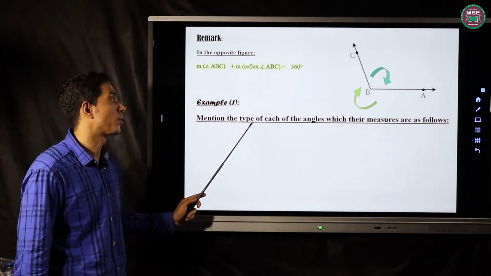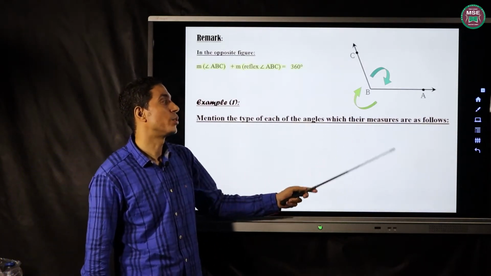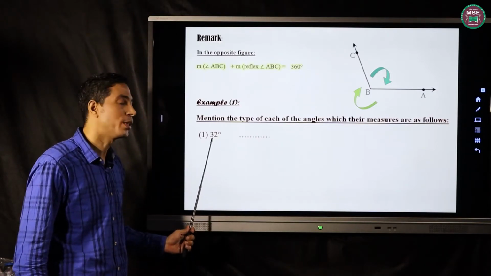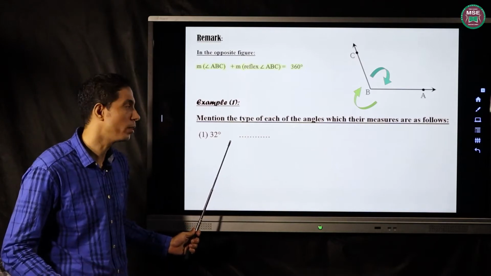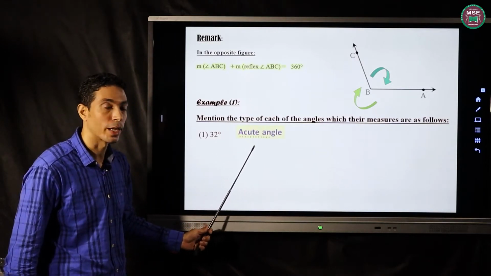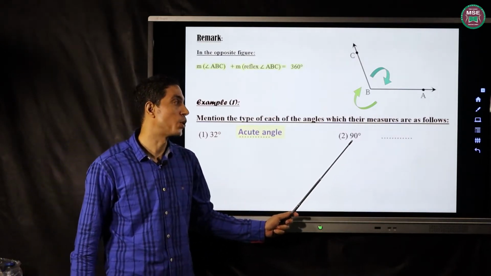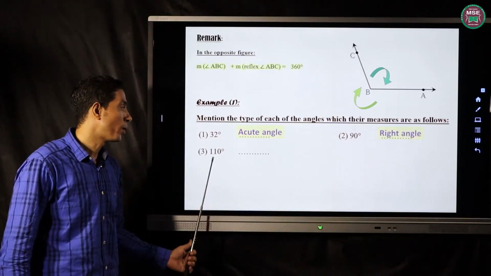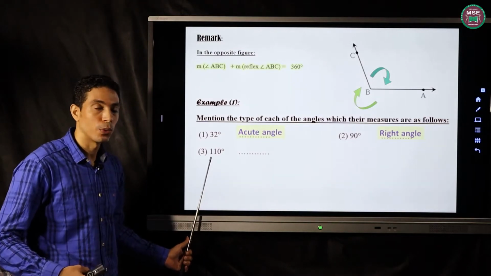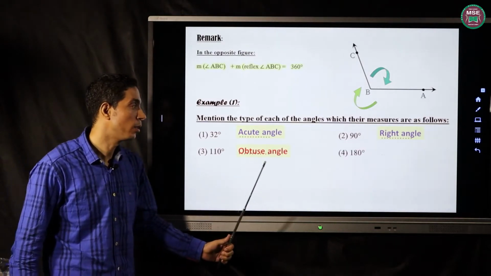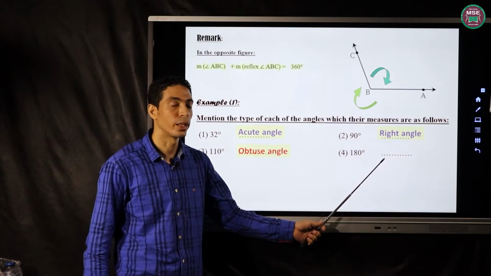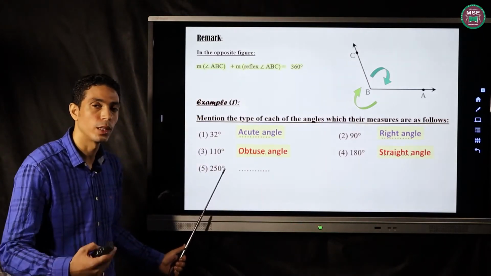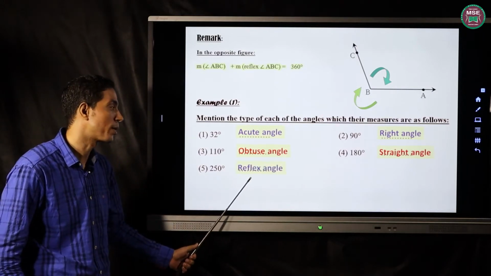Example number 1, write the type of each angle whose measure is the following. Number 1, 32. 32 is bigger than 0 and less than 90, then it is an acute angle. Number 2, 90 degree. 90 degree is a right angle. Number 3, 110, it's bigger than 90 and less than 180, then it's an obtuse angle. Number 4, 180, it's a straight angle. Number 5, 250, it's bigger than 180 and less than 360, then it's a reflex angle.